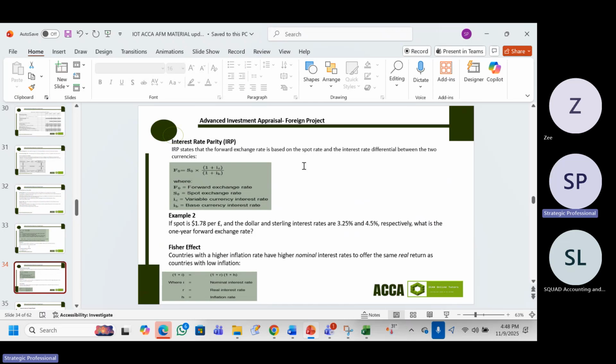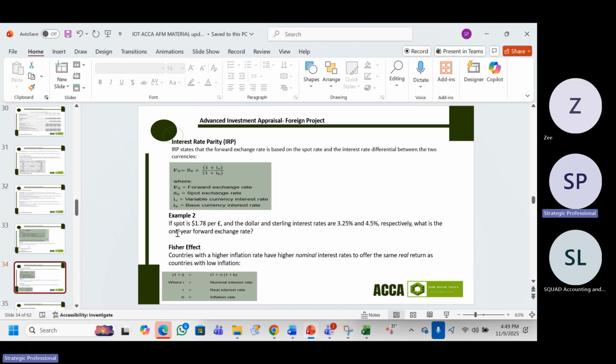Now we move to interest rate parity. Interest rate parity holds that the forward exchange rate is based on the spot rate and the interest rate differentials between the two countries. When we're talking about interest rate differentials, we're talking about the interest rate at which you can invest or at which you can borrow. And the formula is F0 equals S0 times (1 plus iC) divided by (1 plus iB), where iC is the variable currency interest rate and iB is the base currency interest rate.